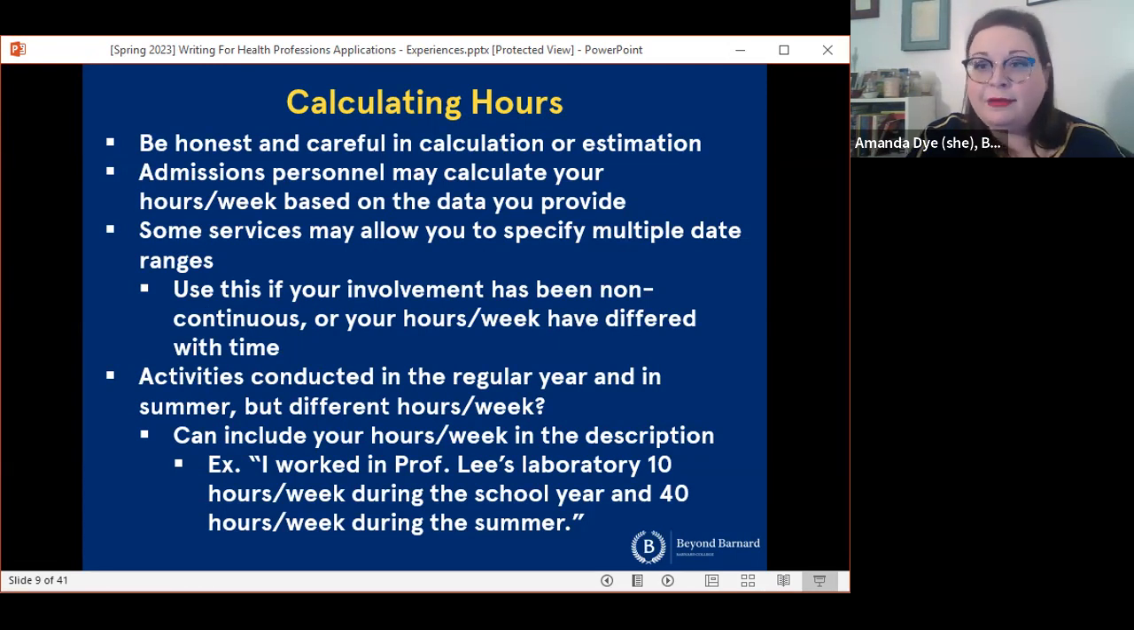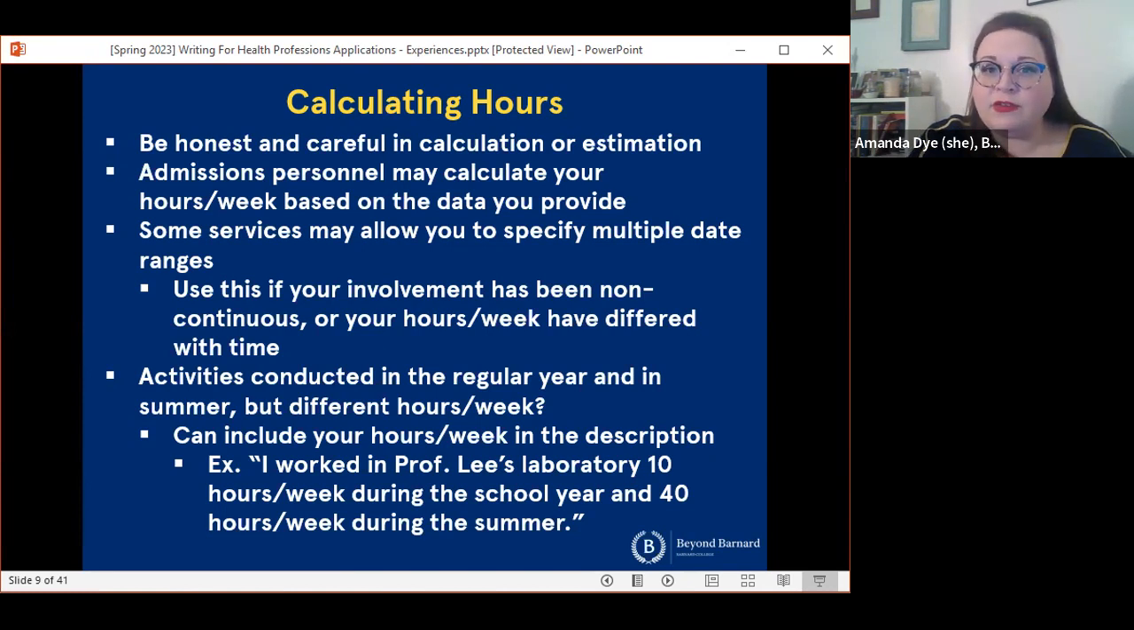Admissions personnel can use the information you provide to calculate a particular number of hours per week based on the data you've provided. I would sometimes do that as an admissions officer if I saw a very high number of hours in a relatively short period of time. Just mathematically, were there this number of hours in the time period cited here? So making sure not to overestimate and being careful to make sure that you're choosing the right start and end dates for your experience are also really important.